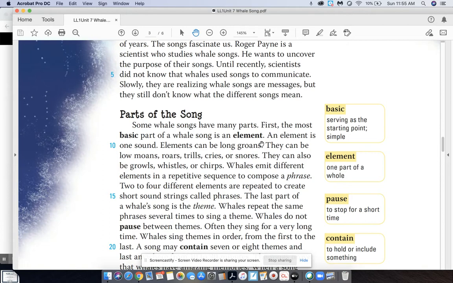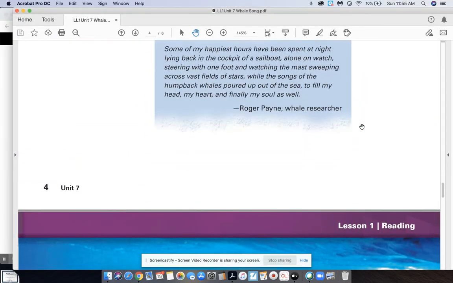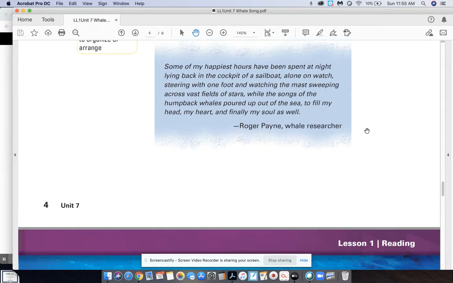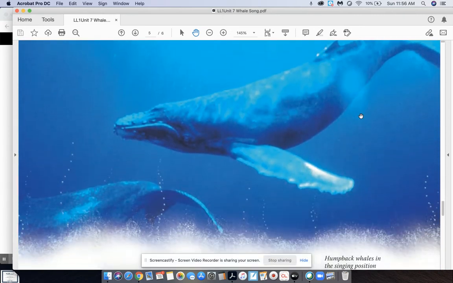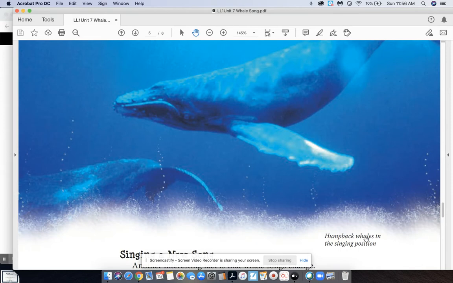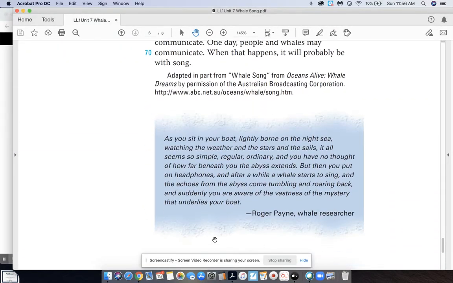Vocabulary words are bolded, and they're also highlighted in yellow, and definitions are included in the margins. Another text feature is that there are some quotes that are insets, colored boxes, and we're not going to read those right now. We'll do that in another little mini lesson later in this unit. There are pictures here and a caption underneath the picture. This is showing humpback whales in the singing position. And then there's also another quote by a researcher named Roger Payne. He's a scientist who studies whales.